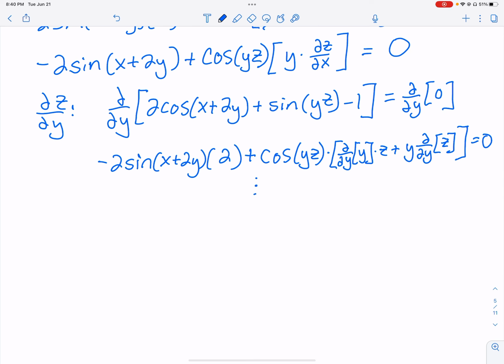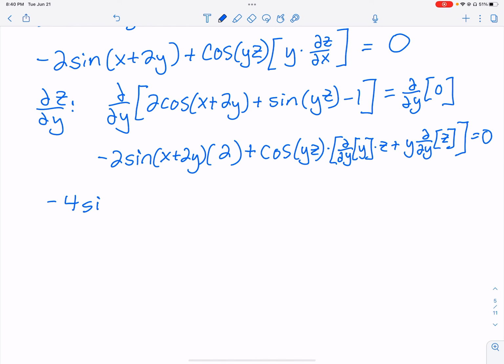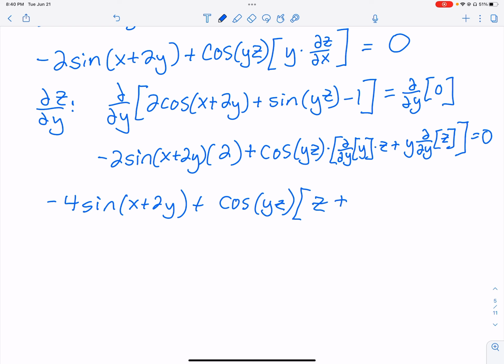All right, we would work that out, and you could solve for dz dy. Actually, we should do one more line. We should do all the partials. So I'm going to leave that. We get negative 4 sine x plus 2y. I'm not going to move any of that around. Plus, I get cosine of yz. And then I do my brackets. Neither one of these is going to turn out to be 0. The derivative of y with respect to y is 1, so we just get a z. Plus the partial with respect to y of z, so we get y times the partial of z with respect to y. So we'd have that equation.